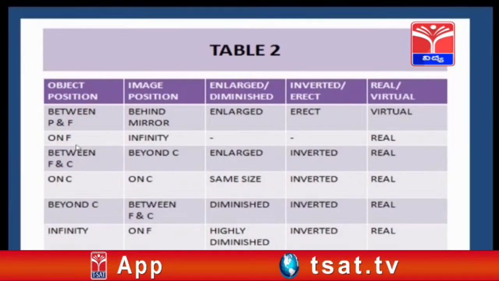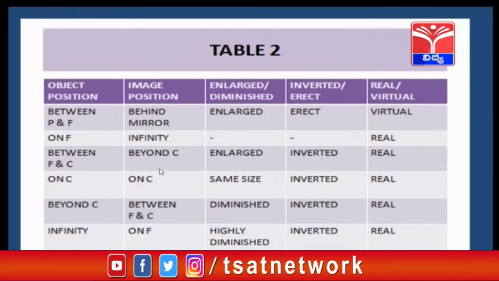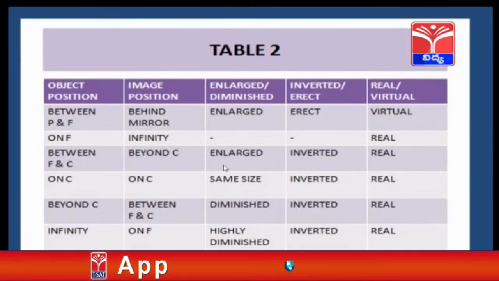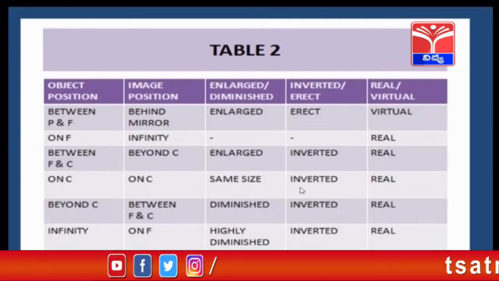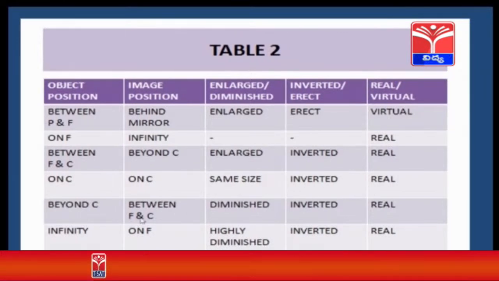When the object is on F, the image position is at infinity. When the object is between F and C, that is, object at 30 centimeters, the image position is beyond C. That is, the image position value will be more than the C value. It is enlarged, inverted and a real image. When the object position is on C, the image position is also on C. It is of the same size, inverted and real. When the object is beyond C, then the image position is between F and C. It is diminished, inverted and real.